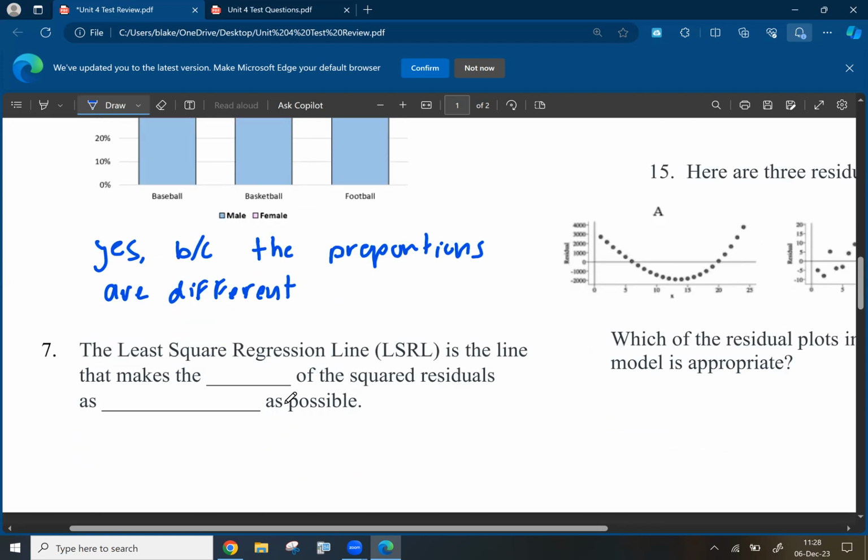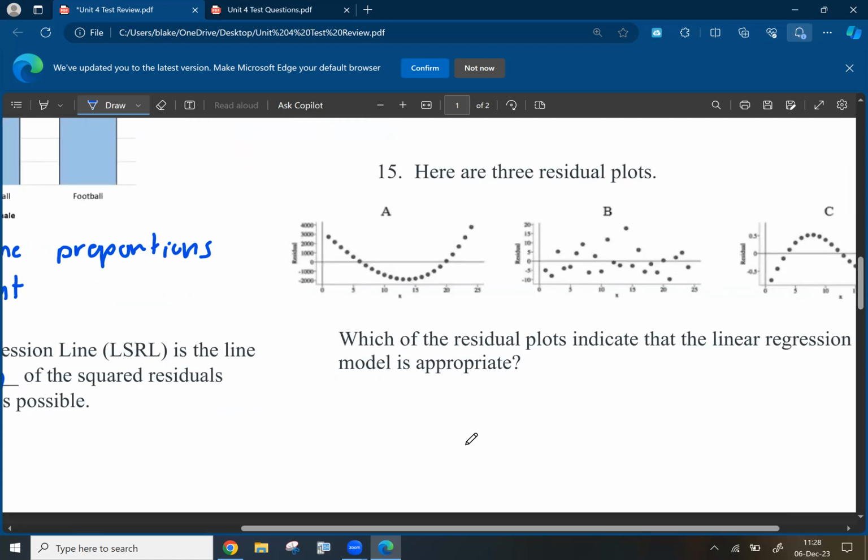The least squares regression line is a line that makes the sum of the squared residuals as small as possible. Sum of the squared residuals as small as possible. Basically, that comes straight out of the 4.6 notes.